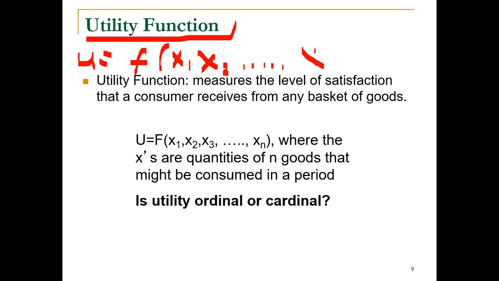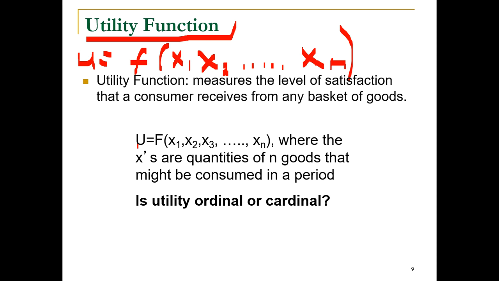up to xn. So this is our utility function. Our utility function is a function of these various goods that we're going to consume. Okay, so utility function is a function of x1, x2, x3 up to xn.